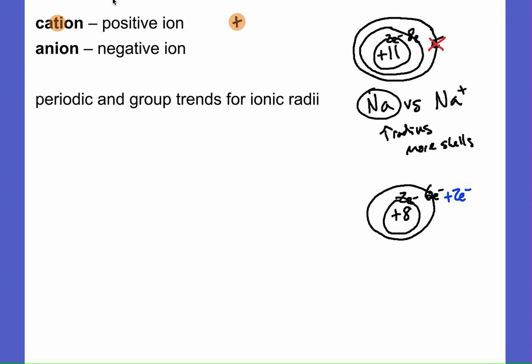But what I want to know is what happened here, right? I had an oxygen that turned into an oxide ion. Which one's bigger, which one's smaller? And this time it's not as obvious. I didn't gain a shell, I didn't lose a shell. I have the same number of shells. But what we did talk about before should help us with this, right?